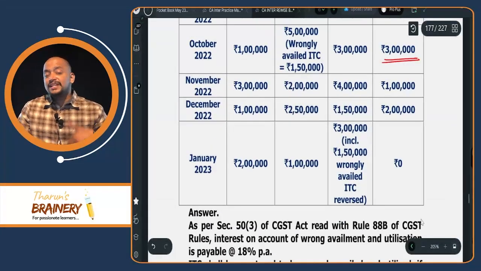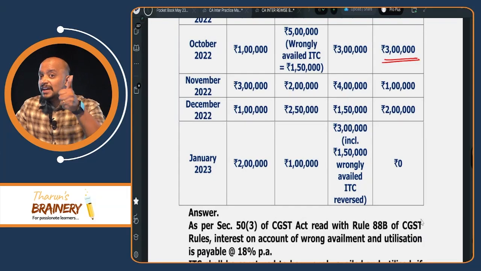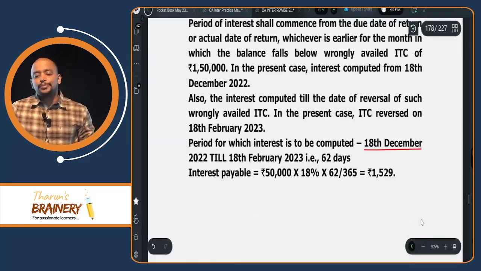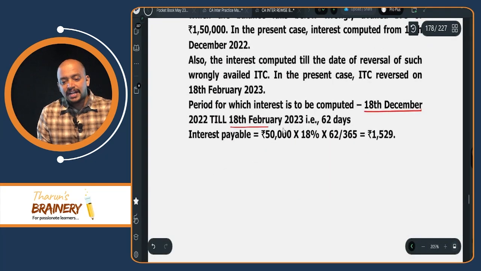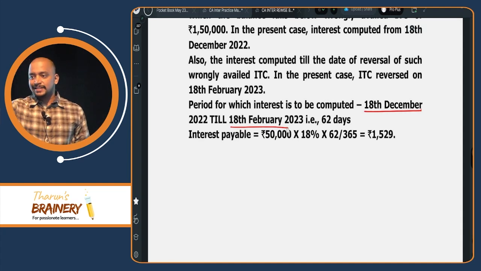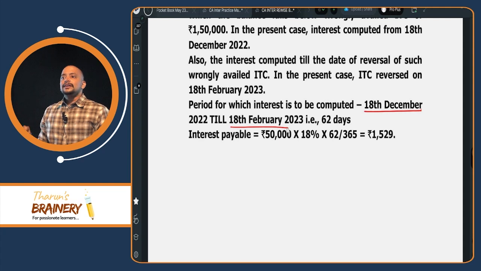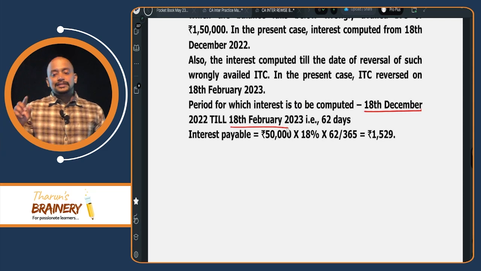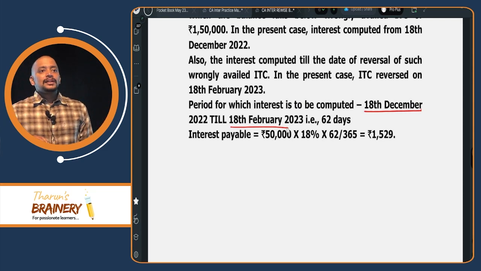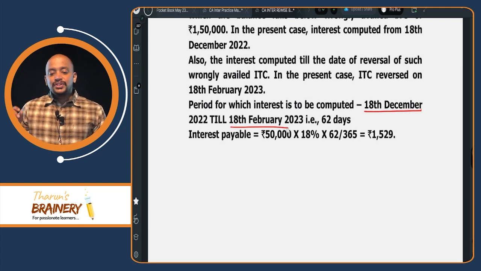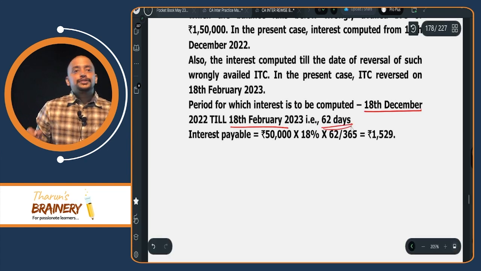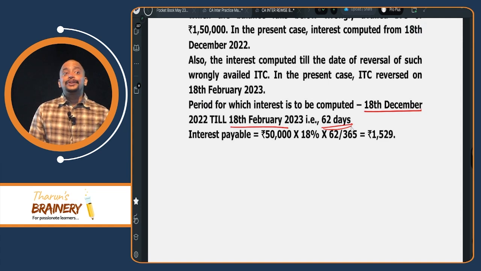Then again, when are they reversing it? January. Where they will reverse? 3B. So therefore for January, when they will be filing 3B? 18th of February. So therefore we need to compute interest from 18 December to 18 February. So now don't count 18 December. Count the next date. In 31 minus 18, how many days? 13 days in December. Plus January 31 days, February 18 days. So total 62 days.